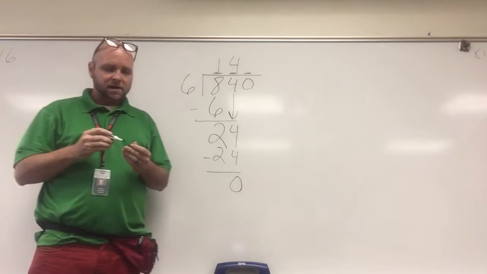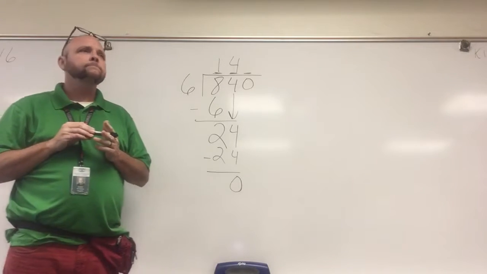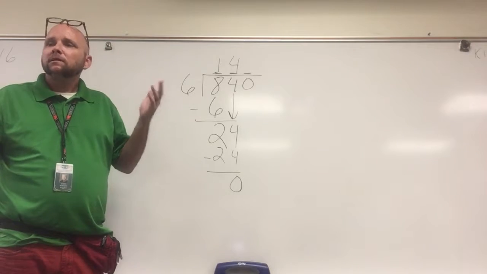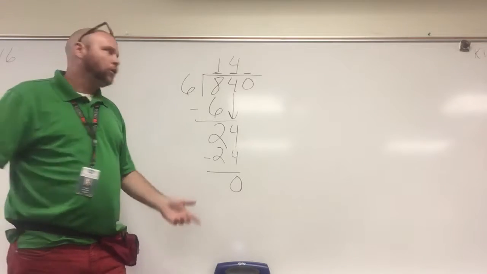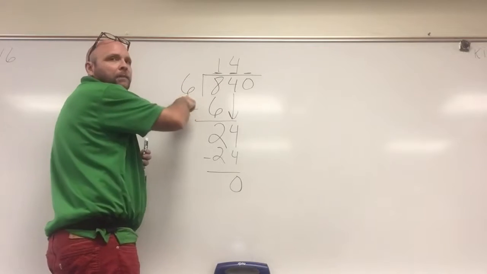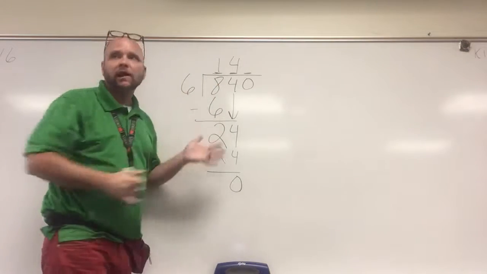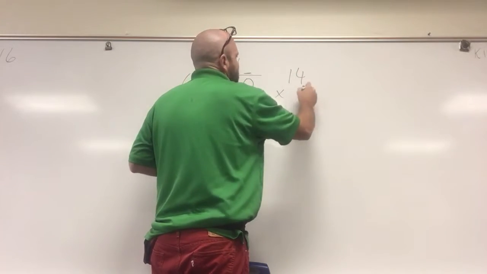So 14 is my answer, correct? Yes. No. Wait, no. We can check it. Let's check. How do you check division? Multiplication. So if I take my quotient, multiply it by my divisor, it should equal the dividend, if we did it correctly.